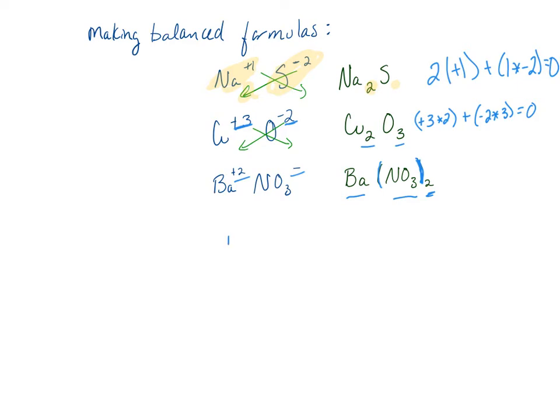One more example. If we have Ba that's plus 2 and oxygen that's minus 2, this is an exception to these rules because they're already, when added together, equal to 0. So this would just be BaO. Okay? Okay.